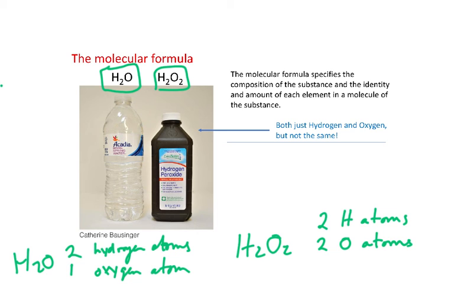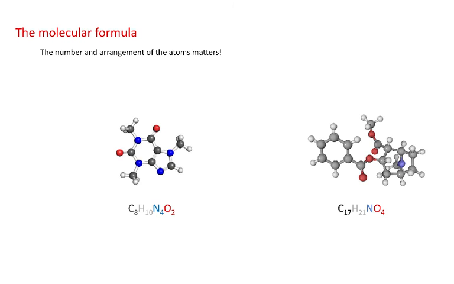It's going to be put together differently. The shape is going to be different, and like biologic effects are going to be different, right? So I'm going to show you another example of a molecular formula. So the number and arrangement of the atoms does matter, right? Like we saw, the difference between water and hydrogen peroxide is just a single oxygen. Here on the left is quite a bit larger molecule, 24 atoms, right?